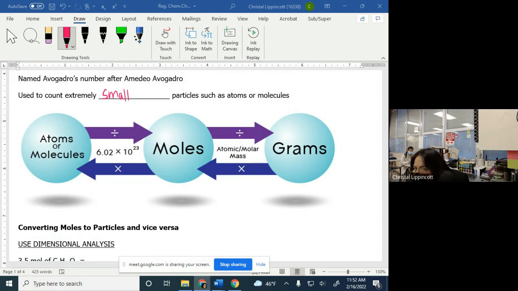If we know the atoms that we have and we want to go to moles, we would just divide by 6.02 times 10 to the 23rd. If we're at moles, then we're going to multiply by that value. If we're at moles, we would divide by the mass off the periodic table, and that would get us into, I'm sorry, we would multiply.